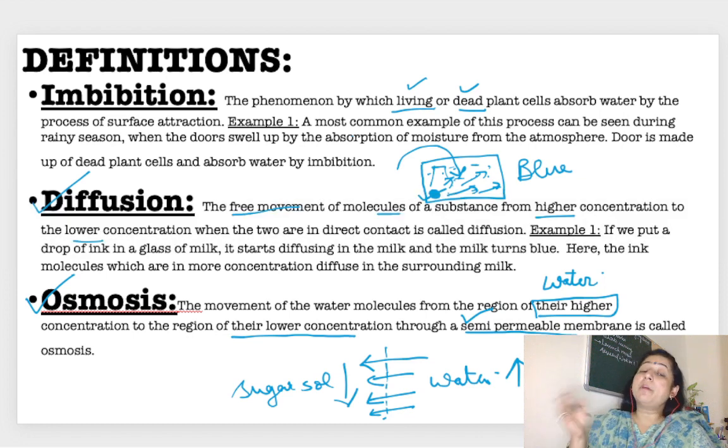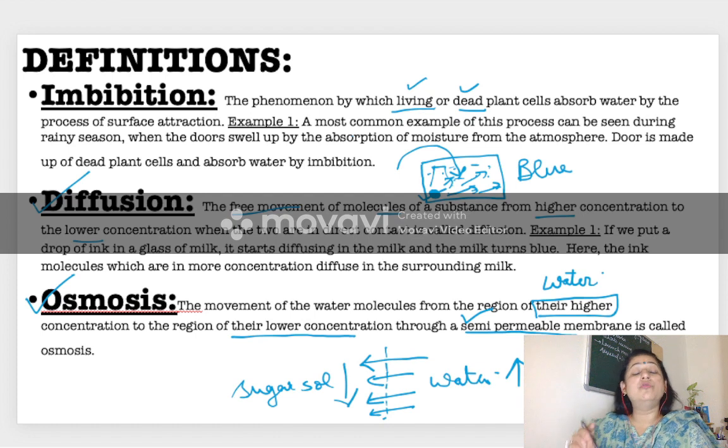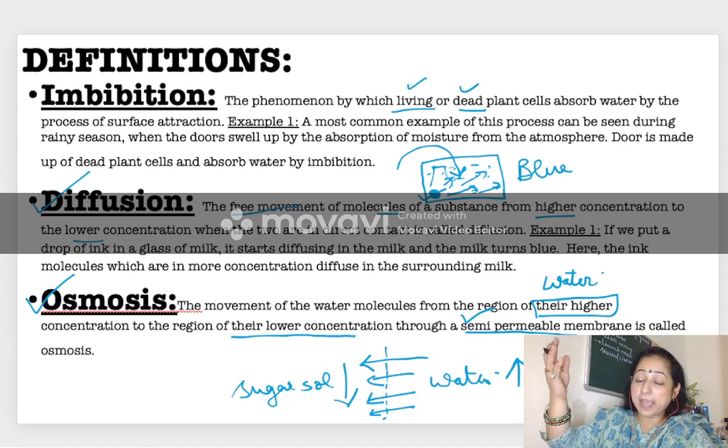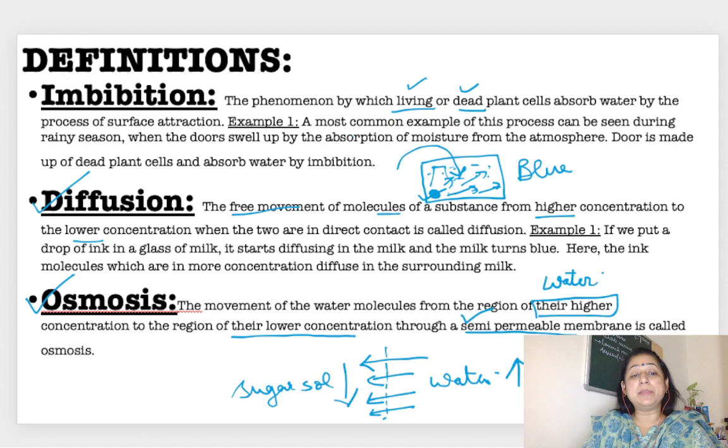So when I say from high to low concentration, it becomes diffusion. Fine. So to make it osmosis, we have to specify that we are just talking about the movement of water molecules only. So the movement of water molecules from the region of their higher concentration to the region of their lower concentration through a semi-permeable membrane is known as osmosis.